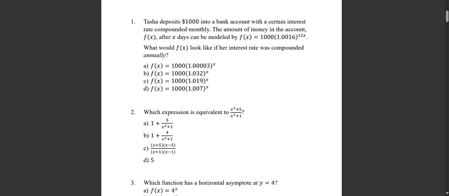So Tasha deposits $1,000 into a bank account with a certain interest rate compounded monthly. The amount of money in the account after X days can be modeled by f of x equals 1,000 times 1.0016 to the 12x. So what would f of x look like if our interest rate was compounded annually? Right now it is being compounded monthly because 12x means 12 times per month.